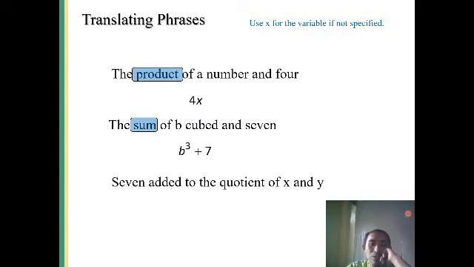7 added to the quotient of x and y. So we have our highlights, the added 7. We need the quotient of x and y, so we need x divided by y. So we have added 7. So we have x over y, and then 7 plus x over y.